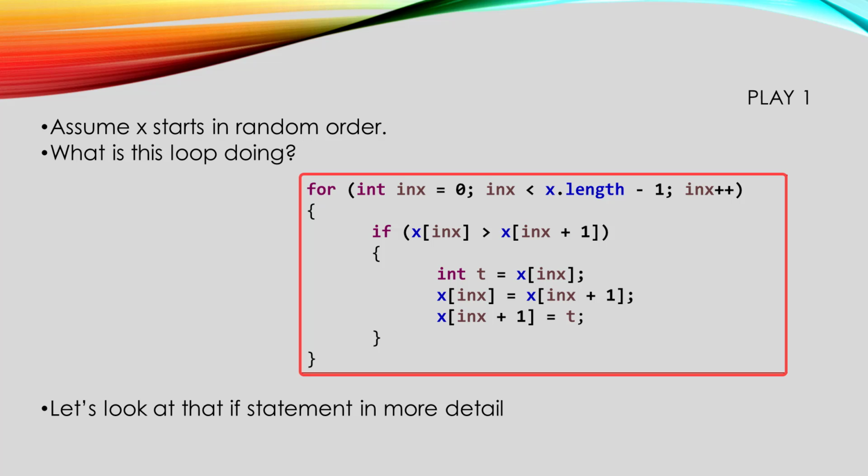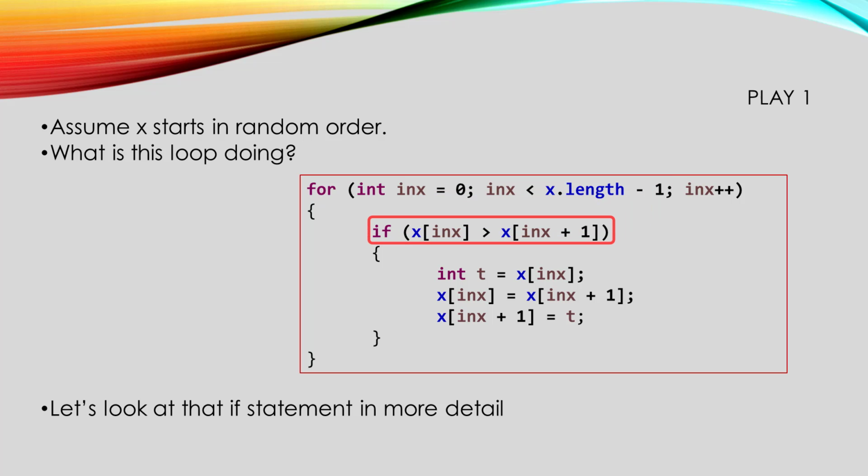This method uses our standard walking through the array loop, except that it stops one position before the end of the array. Let's remember that oddity and see if we can explain why it is that way after we study what happens in the loop. Inside the loop, the if is comparing the values of two adjacent positions of the array. When INX is 0, it will compare positions 0 and 1. When INX is 1, it will compare positions 1 and 2, and so on.